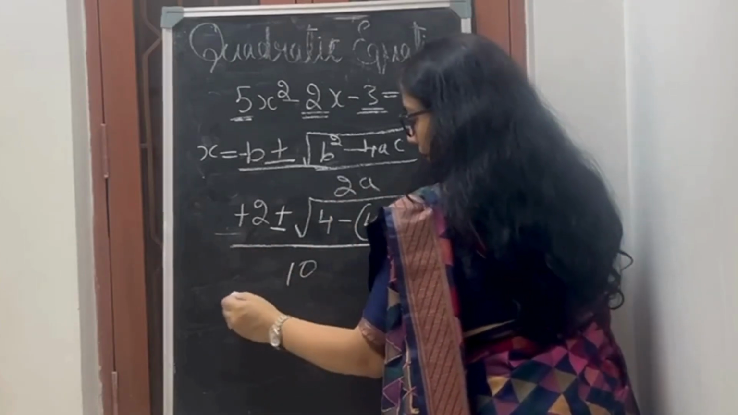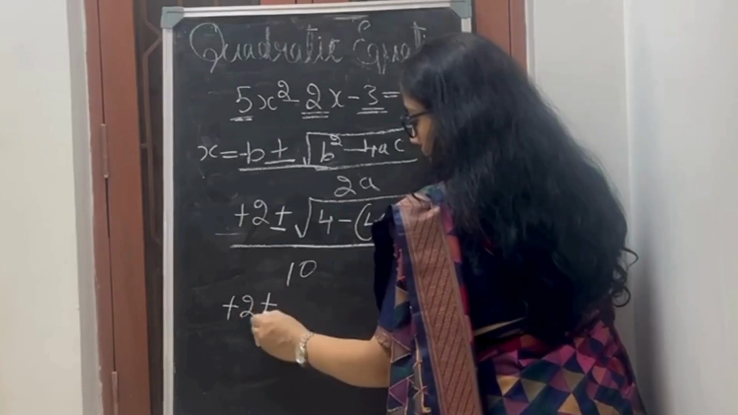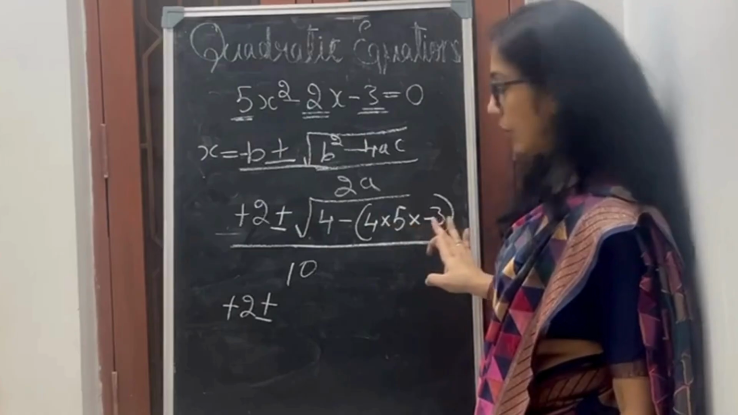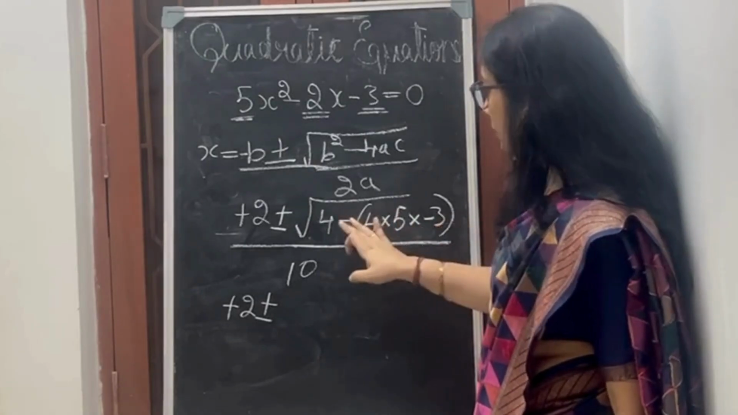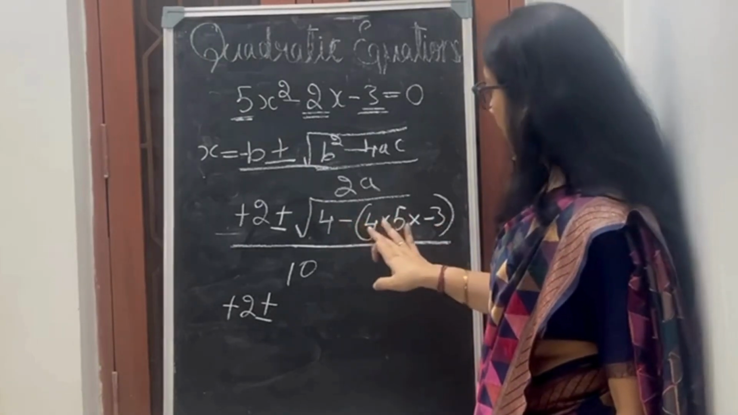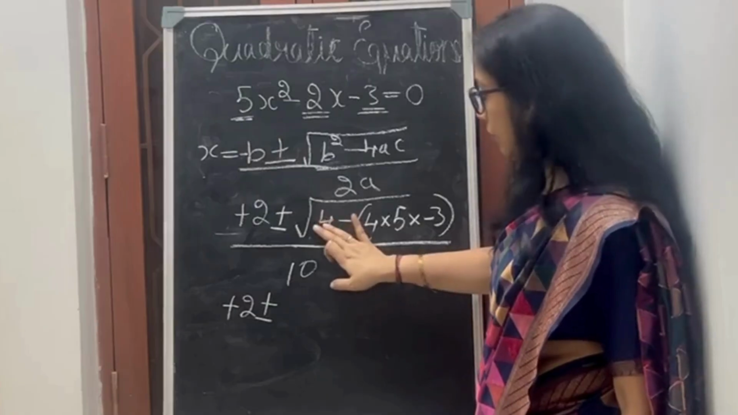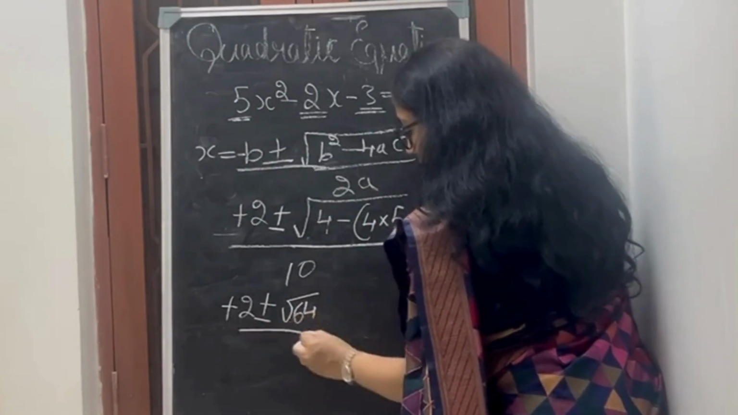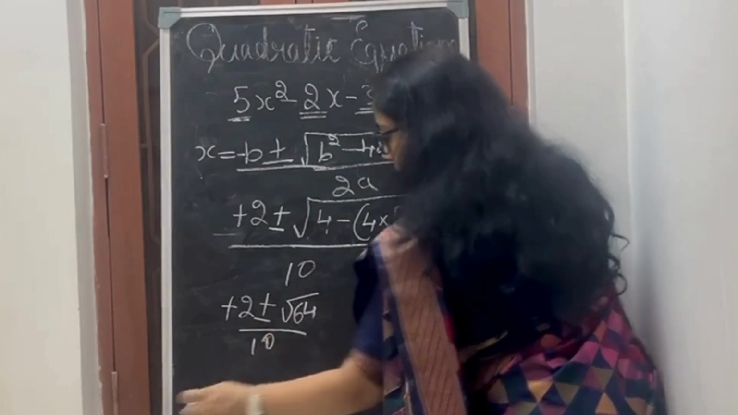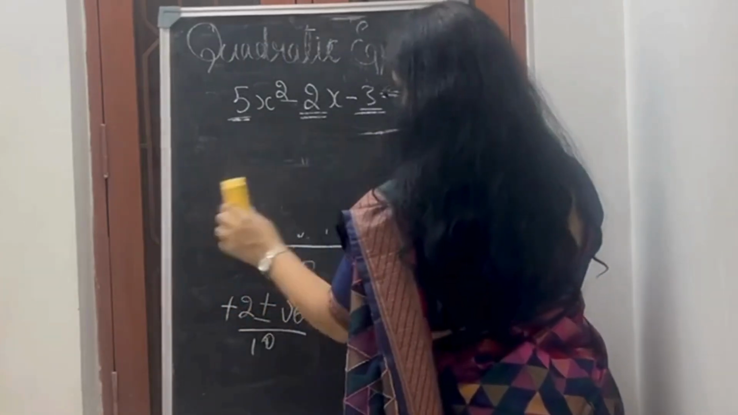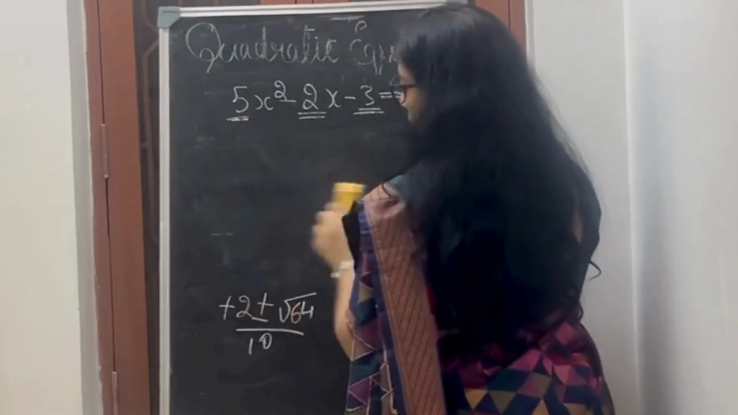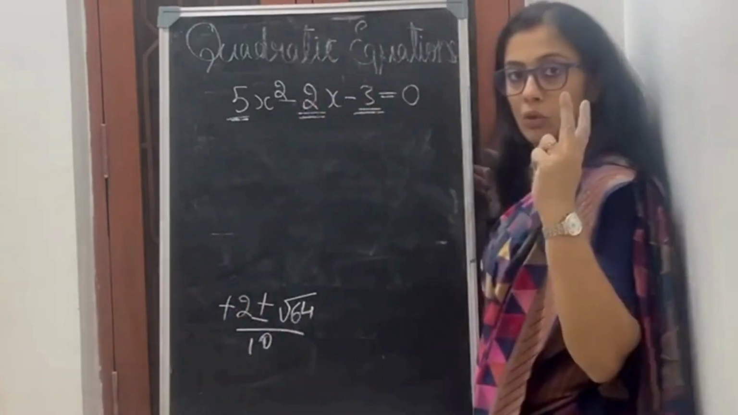When I solve this I get plus 2 plus or minus square root of 64. 4 5s are 20, 20 3s are 60. Minus into minus is plus 60. Plus 60 plus 4 is square root of 64. Square root of 64 divided by 10. Okay, divided by 10. Now here's the catch. They tell you that x should always have 2 roots, right?